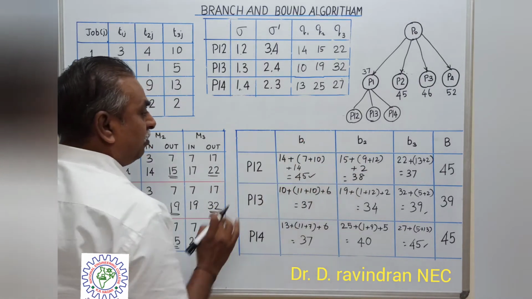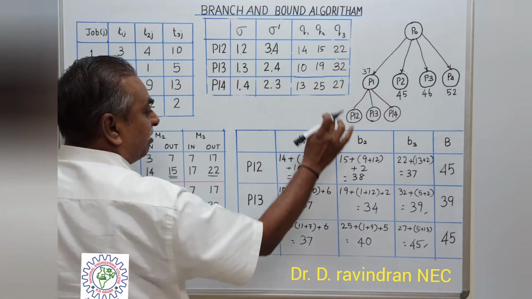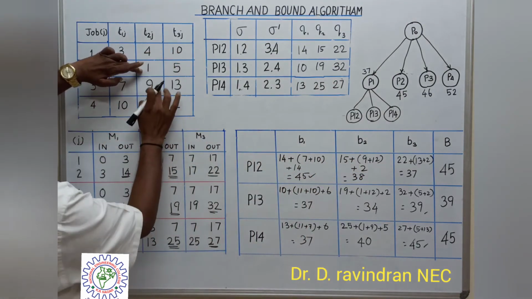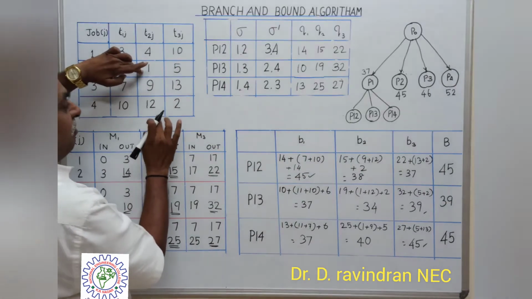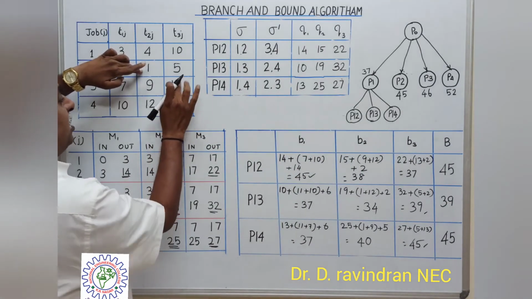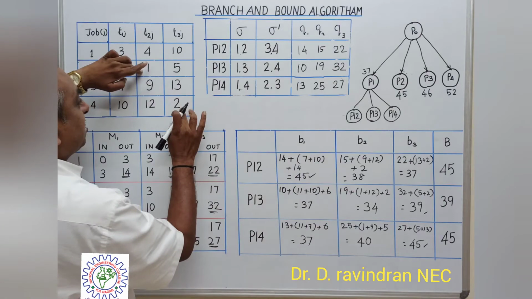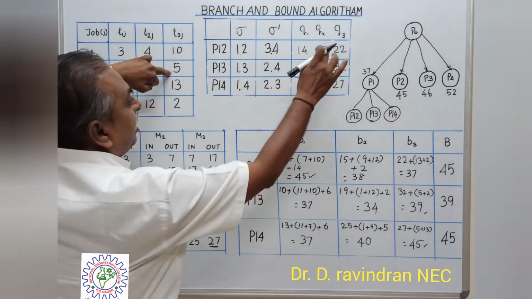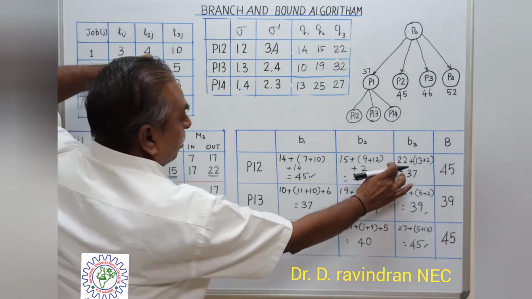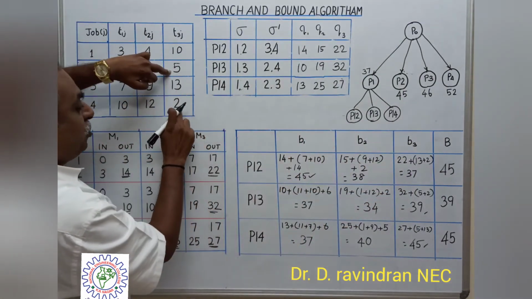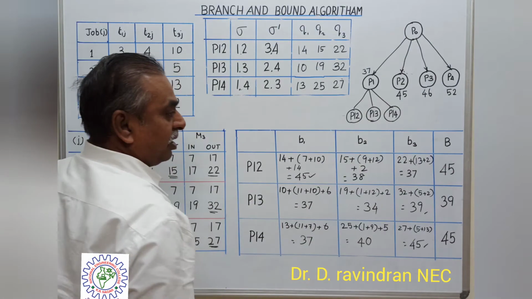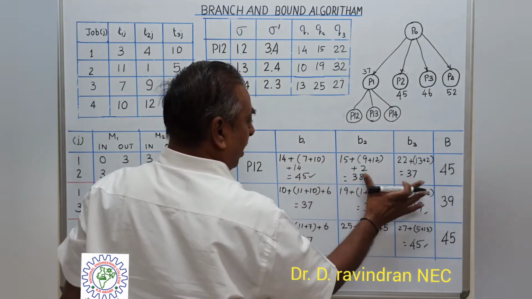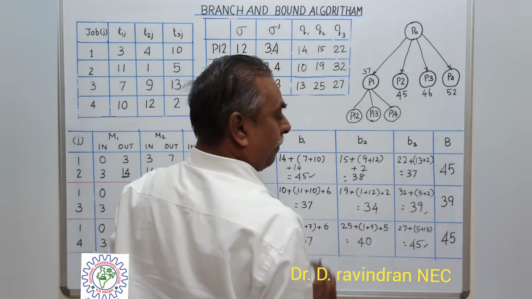Then when you want to find B2, that is 15 plus, that means 1 and 2, you just leave it. Here this 9 and 12 we have to add, and then the minimum of these two values is 2. Then when you come to the B3 value, Q3 is 22, 22 plus the sum of these two values. So that is 37. That means 45, 38 and 37. The maximum of these values is 45.